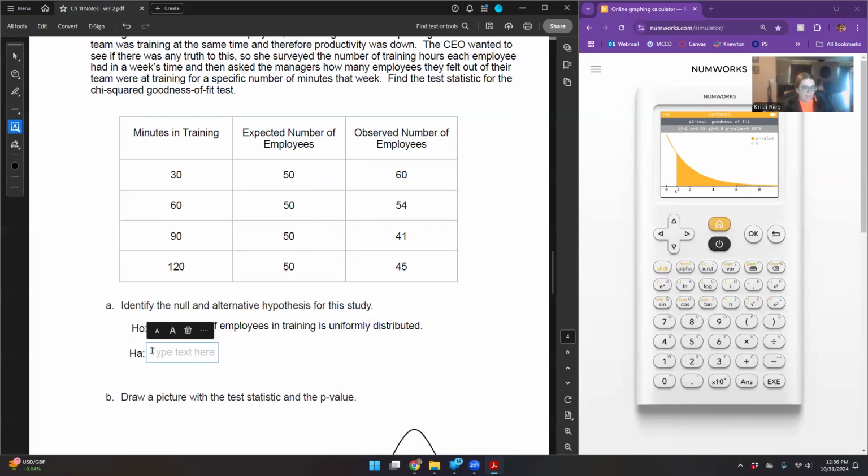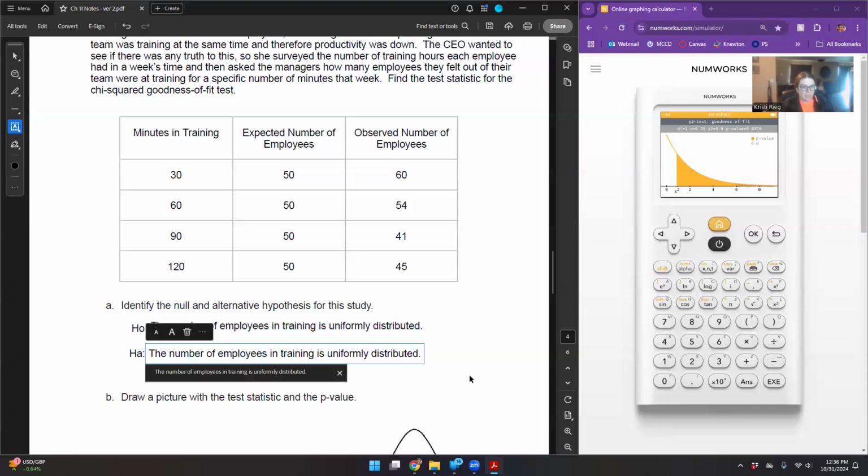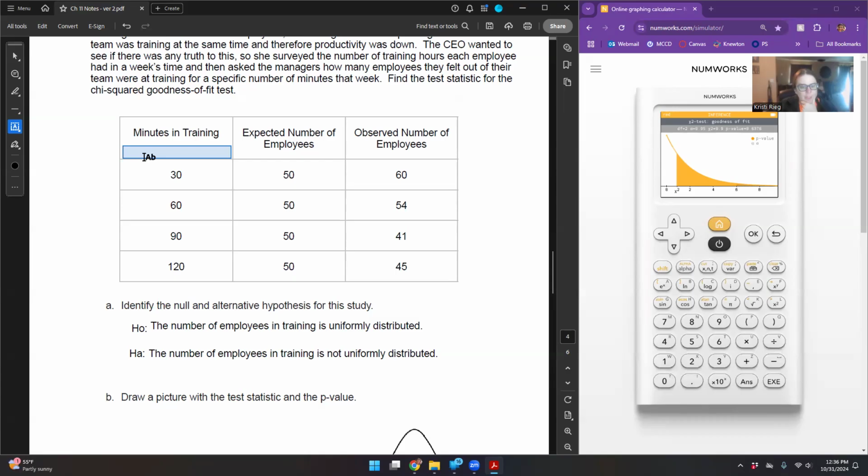Our alternative is what we actually observed. So we just take the same sentence and we say it is not uniformly distributed. That's the difference between null and alternative. It's almost like saying equal and not equal from chapter 9, but we don't have our cool symbols like mu's and p's and stuff. So number of employees in training is uniform. The number of employees in training is not uniform. And this is how you'll see it worded on the homework. All right, degrees of freedom, let's just talk about it. I have 4 rows, so the degrees of freedom is 3.